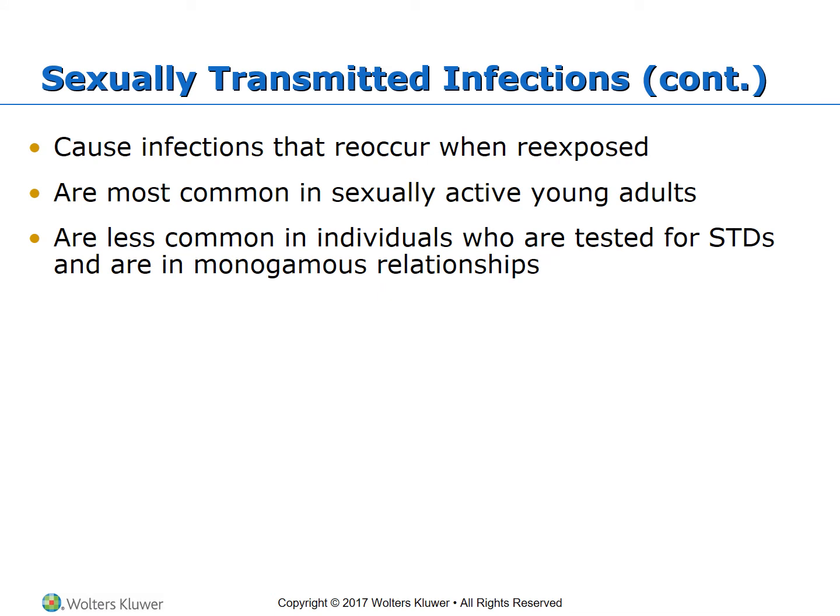Sexually transmitted infections can cause infections that reoccur when re-exposed. They are most common in sexually active young adults between the ages of 15 and 24. They account for half the cases of STD, especially chlamydia and gonorrhea, and it's related to more sexual partners and unprotected sex. And sexually transmitted infections are less common in individuals who are tested for STDs and who are in monogamous relationships.